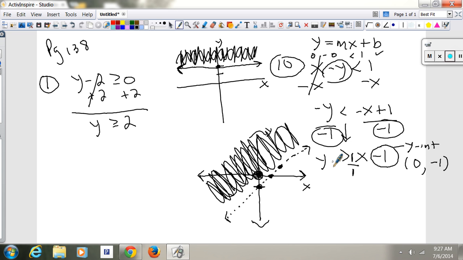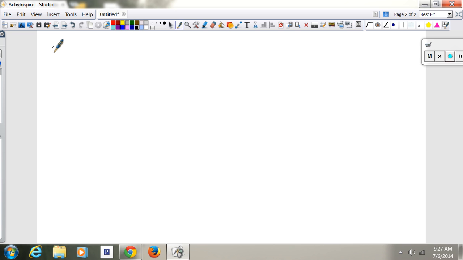On page 139, you've got two equations that you have to graph on the same graph. So I'll start with number 19 for you. 19 says y is less than or equal to 2, and y is greater than or equal to x.